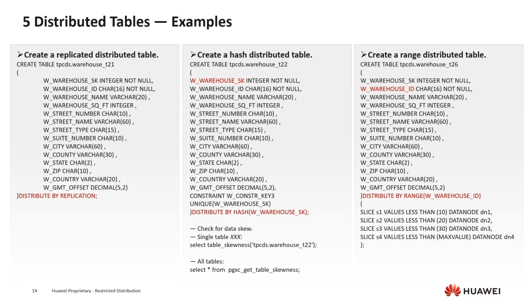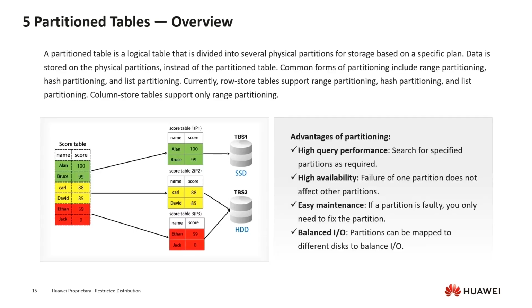An inappropriate distribution key may cause data skew or poor I/O performance on certain DNs. Generally, a difference of more than 5% between the amount of data on different DNs is regarded as a data skew. If this difference is over 10%, you'd better choose another distribution key. Similarly, we come to partition tables.